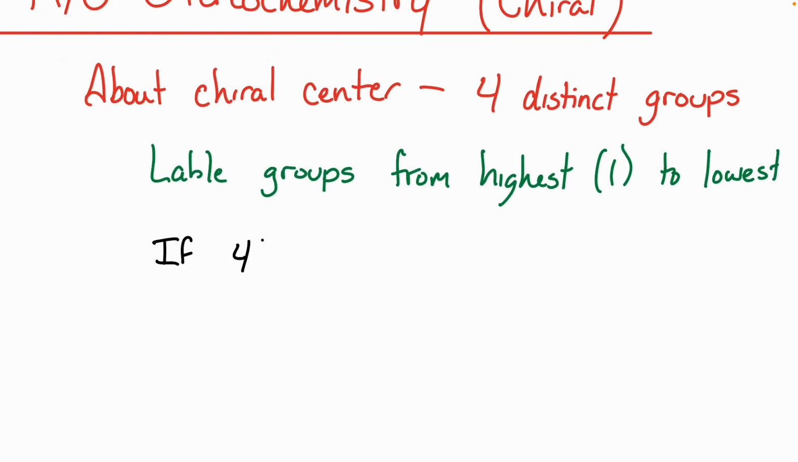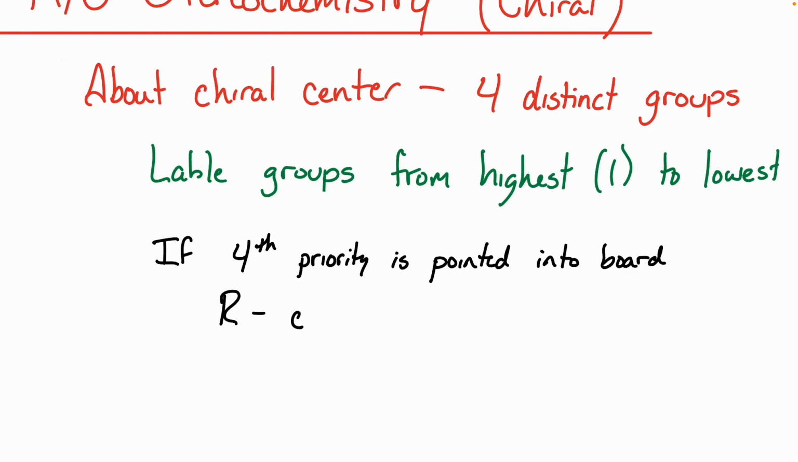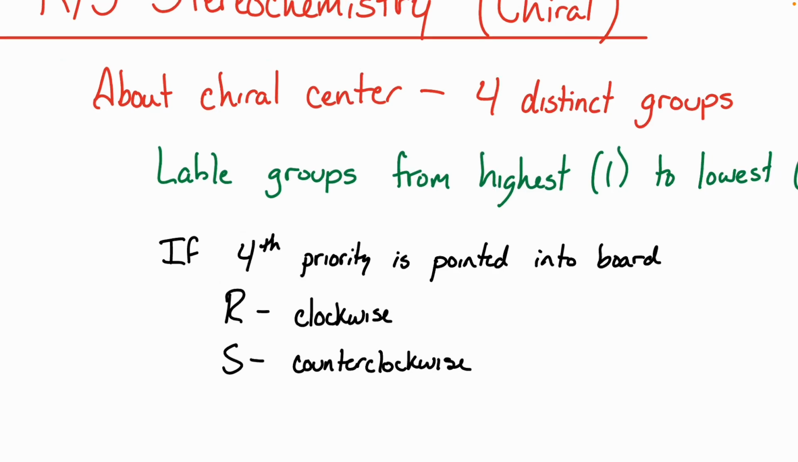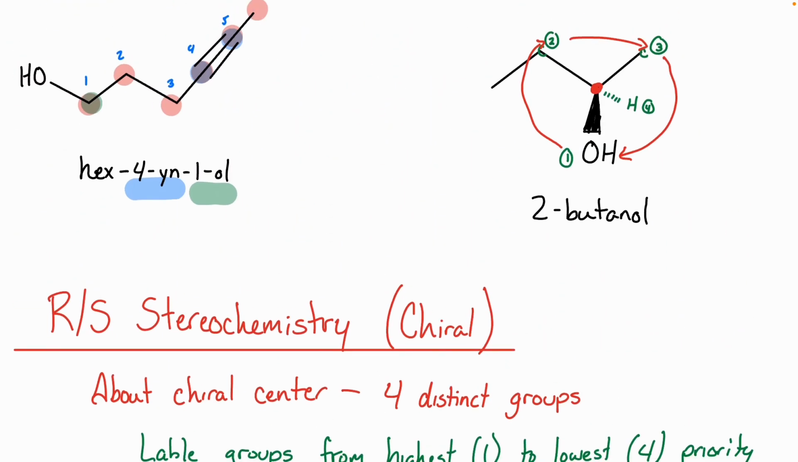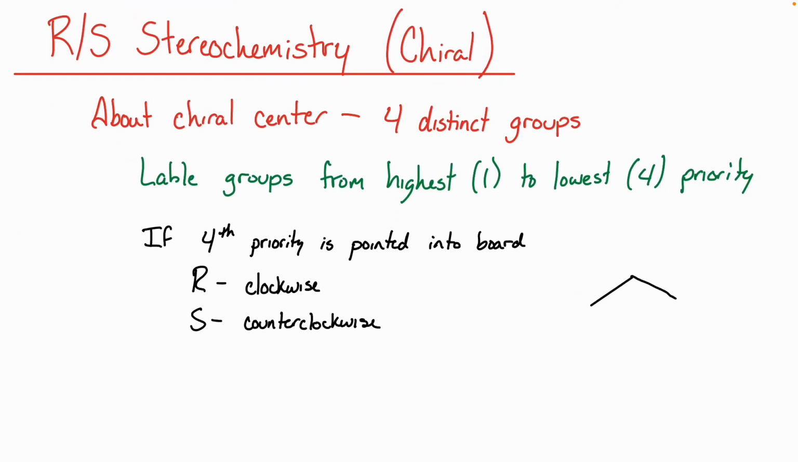All right, so if the 4th priority is pointed into the board, as is the case in this example, then R is clockwise and S is counterclockwise. Okay, so for this example here, let me just redo it. That 4th priority group, that hydrogen, was pointed into the board. And when I connected 1 to 2 to 3, this went in the clockwise direction. So this would be the R-2-butanol.